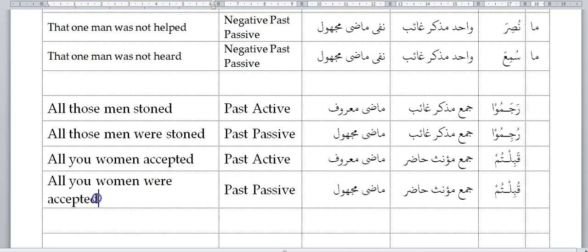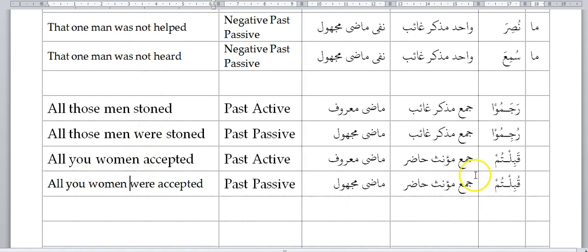All you women were accepted. The work is done upon you. Qubiltum, all you women were accepted. So here, qabiltum, it's plural, feminine, and you're addressing them, hadir, you speak second person. So you did the work, and in the second example, qubiltum, the work was done upon you. In the first one, in the madi ma'ruf, it means that the work was done by the jama muannas hadir, and in the majhul, it means that the work is done upon the jama muannas hadir.